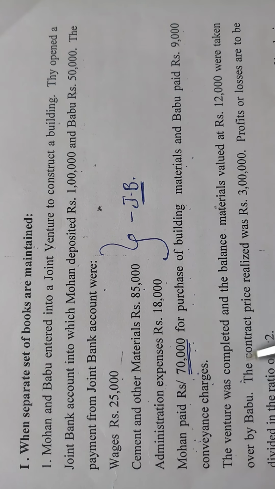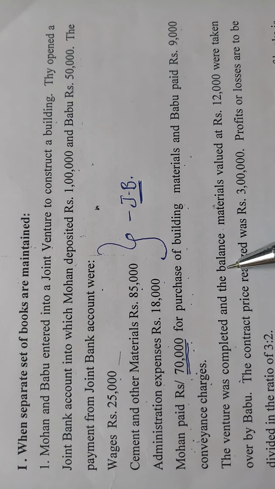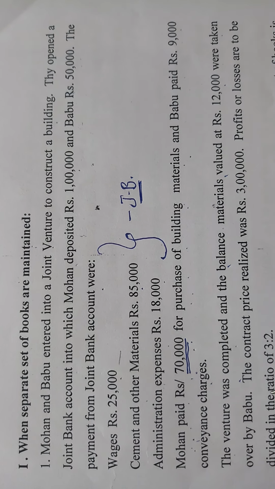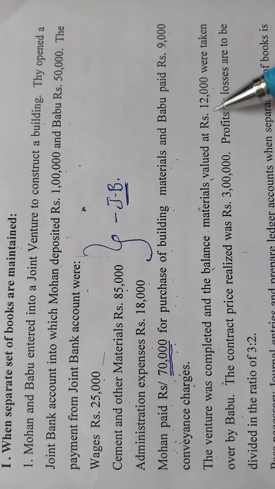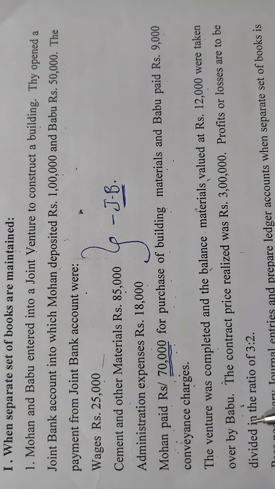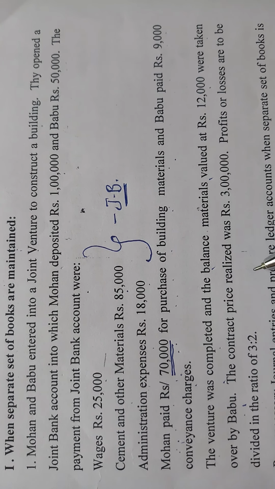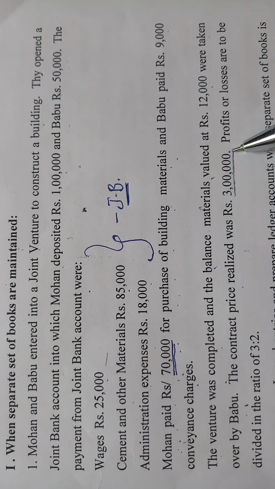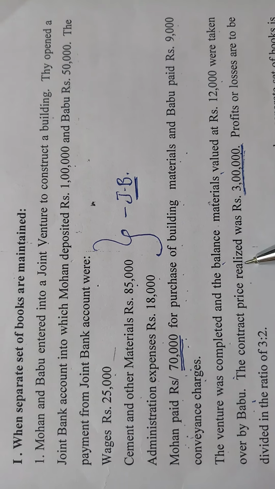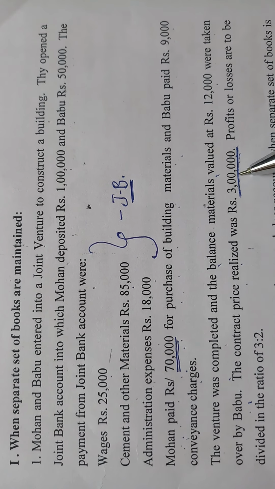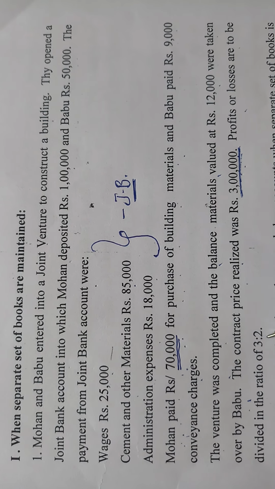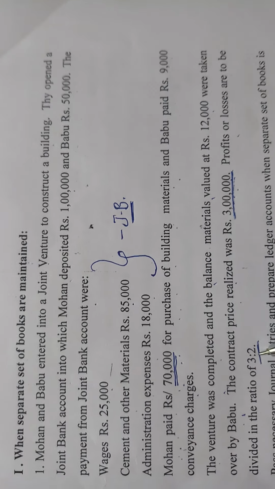The venture was completed. The balance material was valued at rupees 12,000, which was taken over by Babu. So the materials will be taken over by Babu. So it should be recorded in the joint venture account, credit side: materials taken over. The contract price realized was rupees 3 lakh. This is like sales. So by joint bank account, when we have received, by joint bank account 3 lakh, we got it from this contract. Profits and losses are to be divided in the ratio of 3:2. So the profit sharing ratio is 3:2.